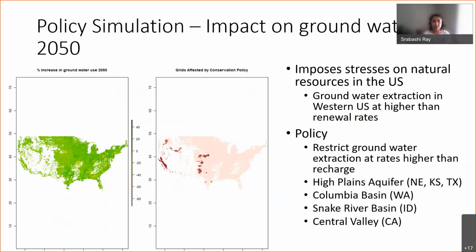So we simulate the impact of a groundwater conservation policy that limits the extraction of water in these grids that are highlighted in the second map, where the groundwater extraction is at a rate that is higher than the renewal rates in those grids. So this policy impacts the High Plains Aquifer in Nebraska, Kansas, and Texas, Idaho and Washington, the Columbia River and Snake River Basin, and the Central Valley area in California.